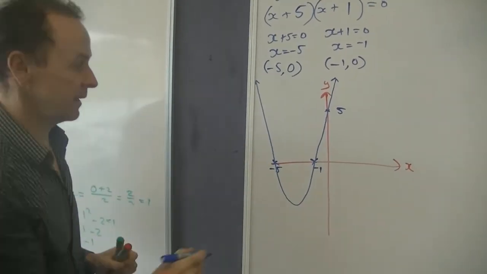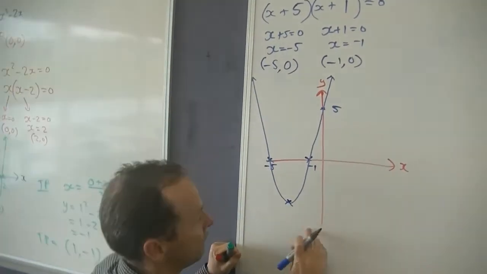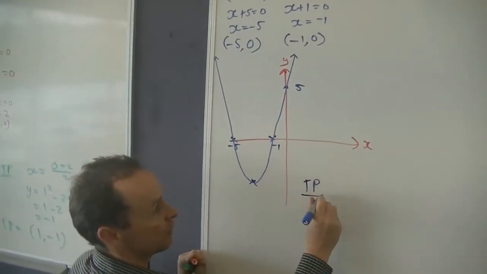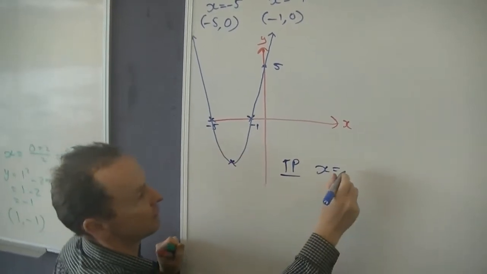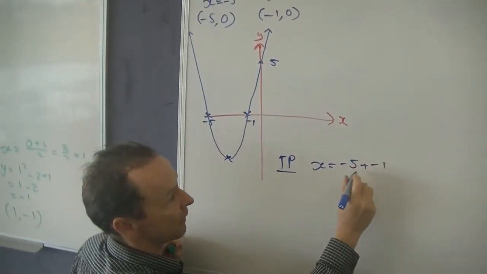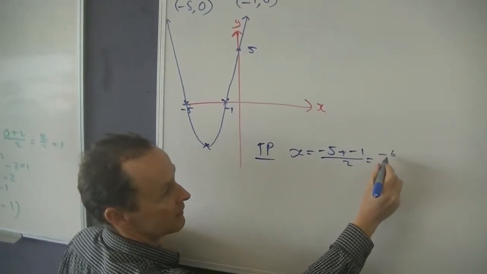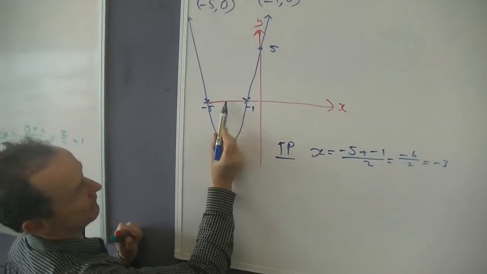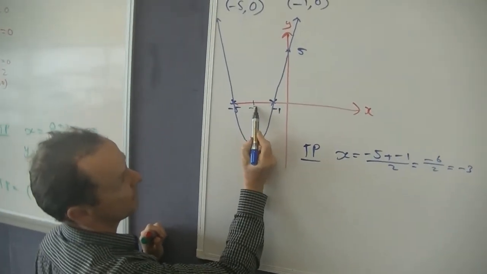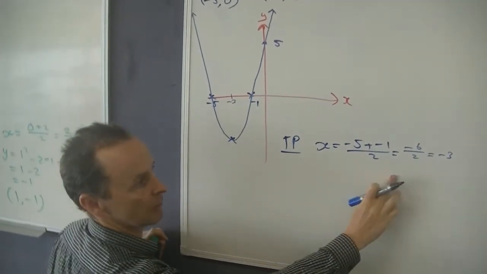There's one thing we're missing, and it's our turning point, which is here. So remember how to work out the turning point. The x value of the turning point is the average of these two values, the two x-intercepts. So we've got minus 5 plus minus 1 divided by 2. Minus 5 plus minus 1 is minus 6, divided by 2, and it's minus 3. Just make sure that makes sense. Minus 3, that's right in the middle of it. You can pretty much see that straight away, but I'm showing my workings out.